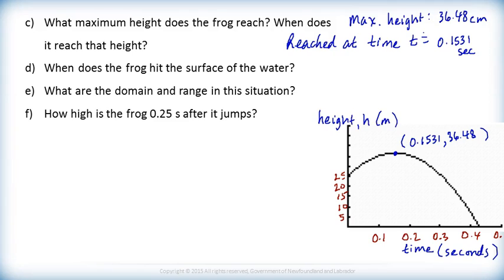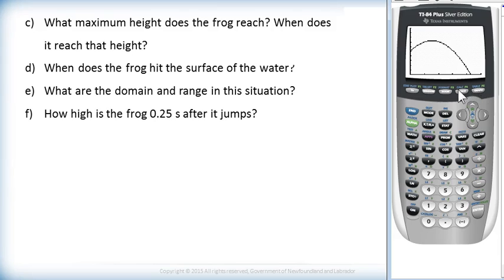Next, when does the frog hit the surface of the water? That looks like it's the time when the height value is 0. Let's see how we can do that on a calculator, because we don't have the algebra skills yet to do it manually. So we could use trace and hope that we get somewhere close to the correct value. Takes a while of clicking there. You could do some guessing and checking. Just type in, say, 0.4 and see if that gets you there. That's pretty close. So what about 0.42? That's pretty close. Maybe 0.43 would be a better estimate.